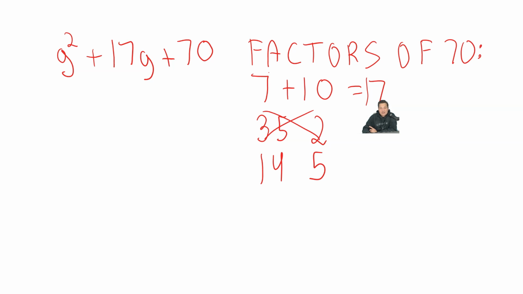That means that the 35 and the 2 and the 14 and the 5 are no good for that reason. Important to note, because 35 plus 2 is 37, not 17. 14 and 5 is 19, not 17. See?